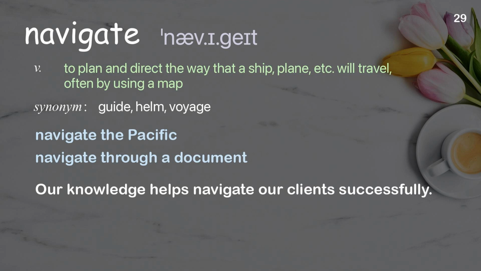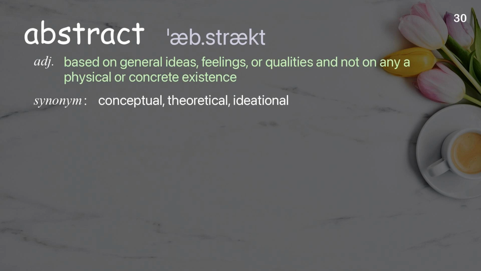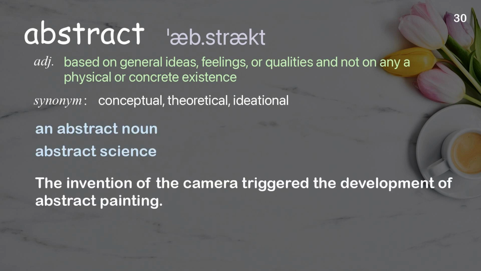Abstract. Based on general ideas, feelings, or qualities and not on any physical or concrete existence. Examples: An abstract noun. Abstract science. The invention of the camera triggered the development of abstract painting.